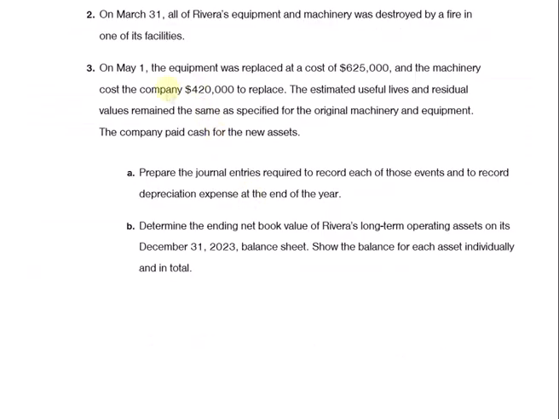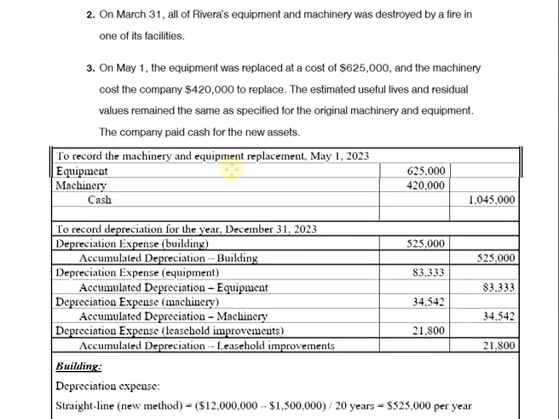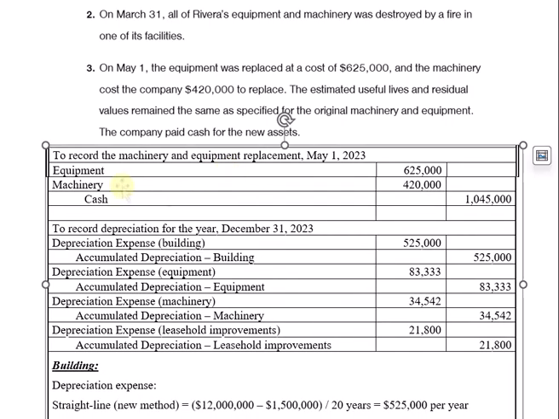All right, then we move on to May 1st. On May 1st, the equipment was replaced at a cost of $625. And let's see, $625 was the equipment and the machinery was $420,000. So if I slide that over, you'll see that our entry is simply debit equipment and machinery for $625 and $420 respectively. We paid cash for it, so we would credit cash.